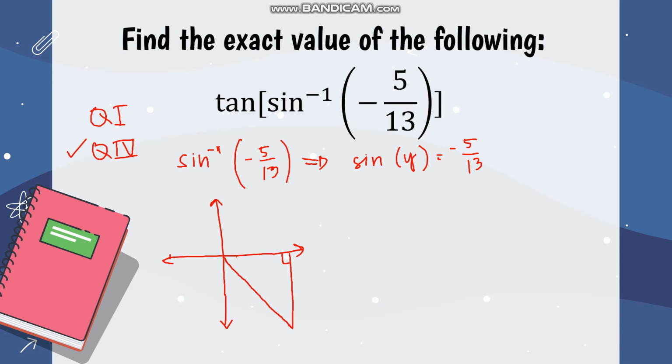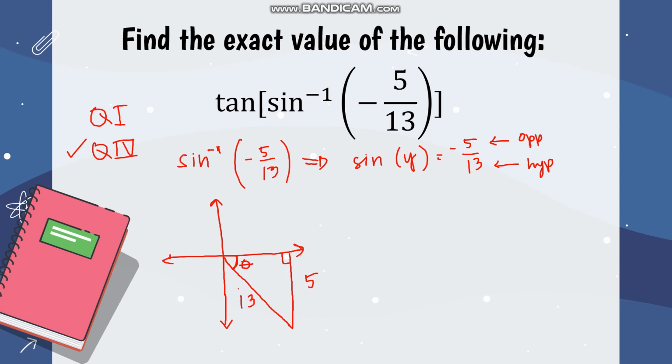So again, this is the angle. This theta right here will give us a sine of negative 5 over 13. So let's label the parts of the triangle. Since this is sine, this is the opposite, and 13 is the hypotenuse. So opposite is 5, hypotenuse is 13.